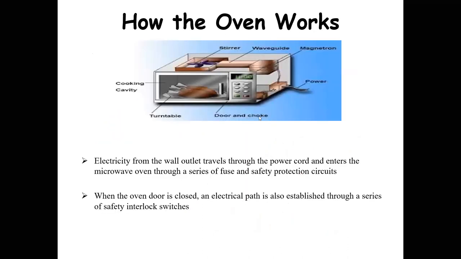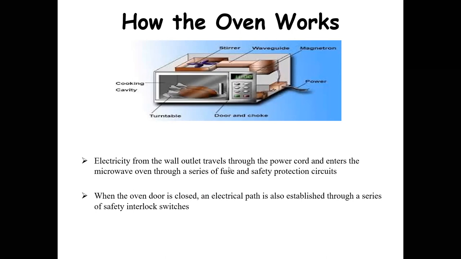So how does the oven work? Electricity from the wall outlet. See, this is the figure of the oven. See the power, power comes here. This is the cooking cavity, this is the door, and this is the magnetron. This is the waveguide, and this is the stirrer blade. From the waveguide, it goes to the stirrer blade. Then the high frequency microwave passes through this one.